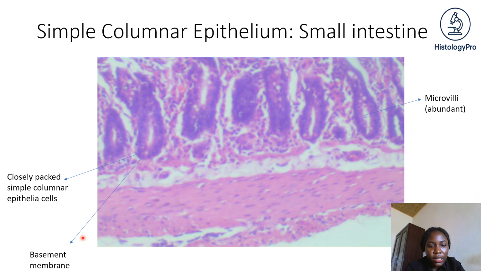In this section, it shows the simple columnar epithelium in the small intestine. We can see the basement membrane on which the simple columnar epithelial cells are resting, and we can see the microvilli at the apical surface. They are very abundant and closely packed, unlike in the large intestine. And we can see the goblet cells also, that produce mucus. These are the goblet cells, which are always located at the luminal surface also.